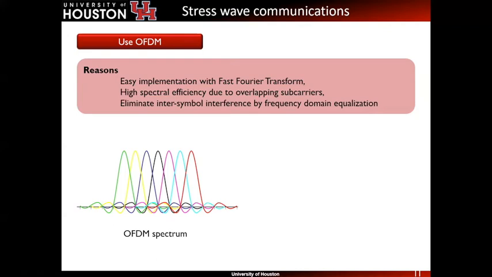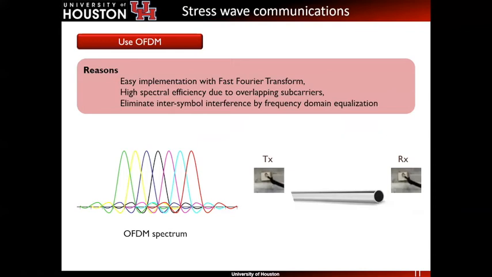We list the three advantages of using OFDM. The first is its easy implementation. You can use the fast Fourier transform to efficiently demodulate informative bits onto subcarriers. And second, the overlapping subcarriers increase the spectral efficiency. Third, intersymbol interference can be eliminated by the cyclic prefix and frequency domain equalization. Shown in this figure, in stress wave communication, the impact of reverberation and dispersion can be alleviated by the OFDM.